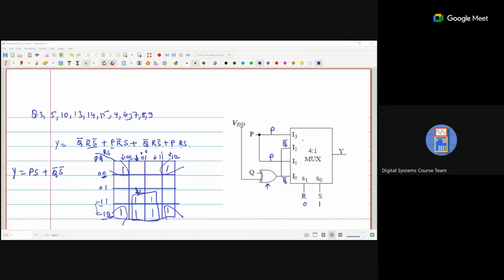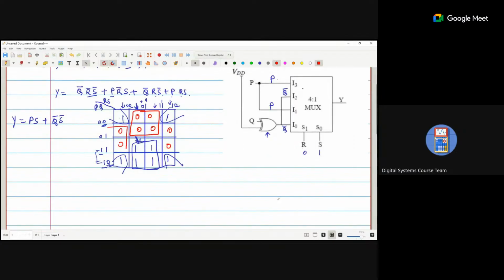Second, you see in question number 3, 2 answers are in SOP form and 2 in POS form. So we check the POS also. So we try the 0s. One group is this one. For this group, P is 0 and S is 1, so the term is P plus S bar.